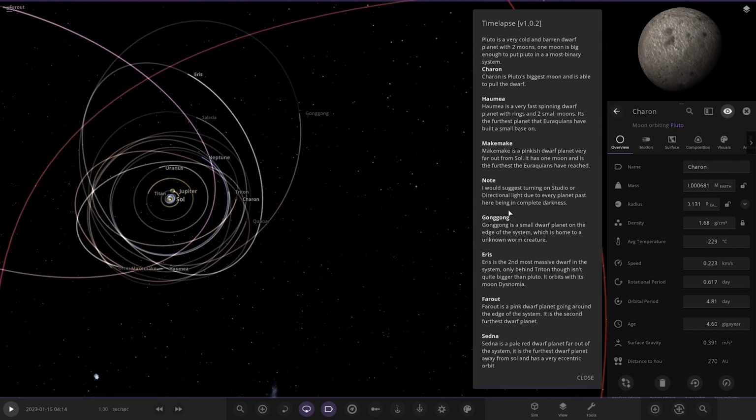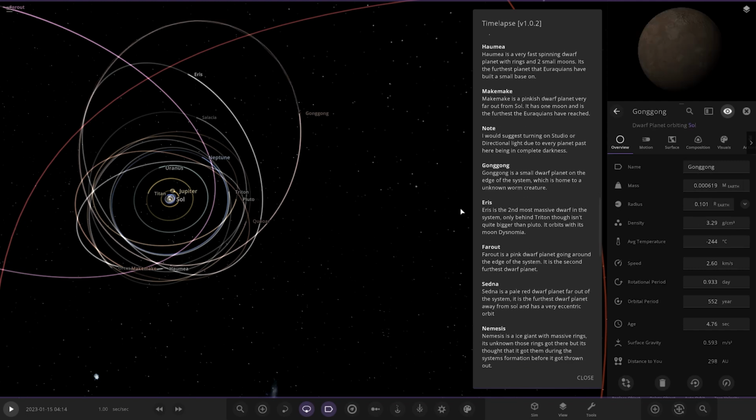Then Omicron Studio Mode, so in darkness. Gonggong, small planet on the edge of the system which homes an unknown worm creature. Okay, that's interesting. Then we have Eris, second most massive dwarf in the system, only behind Triton. Although it isn't bigger than Pluto, it orbits with its moon Dysnomia.